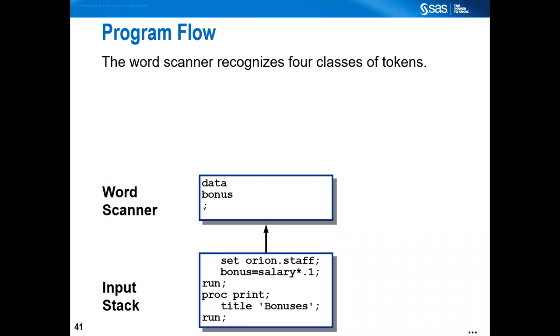This is the program flow which we had seen. Ideally, the word scanner recognizes 4 types of tokens in your code. This was the code, a data step, which is copied statement by statement into the word scanner. The first statement is taken, and you know every statement ends with a semicolon. Then it will start tokenizing. So there are 4 types of tokens.